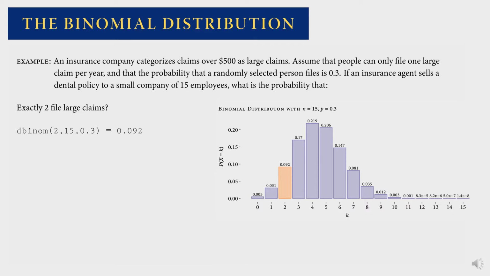To find the probability of exactly 2 claims, use dbinom(2, 15, 0.3).